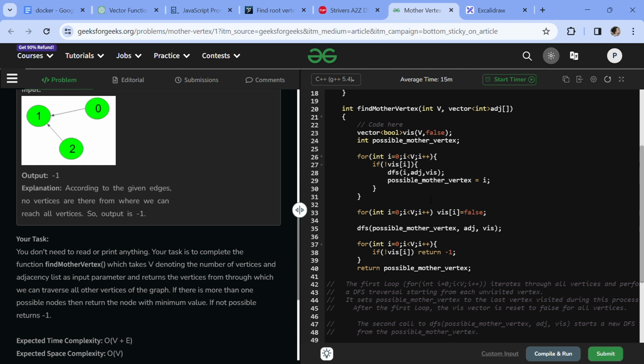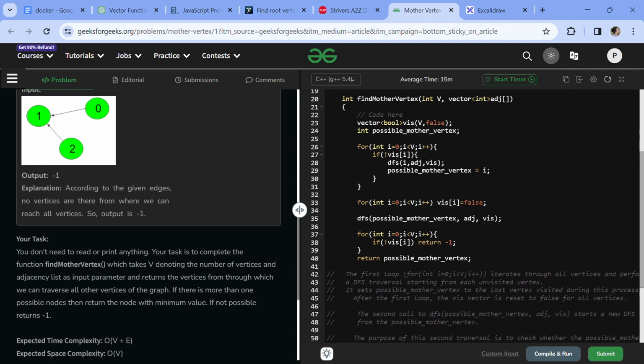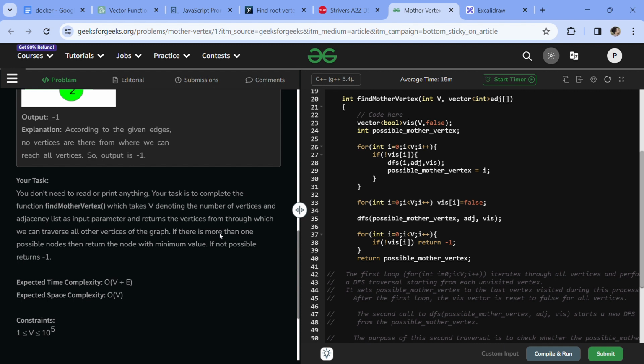So let me explain with the help of the code. What we are doing here is that the first loop iterates through all vertices and performs the DFS starting from the unvisited vertices, and it sets our possible candidate to a particular node. After that I have to cross check that this particular node is reachable to all the nodes. So I will make the DFS call again, and if any vertex is unvisited, I will return -1.